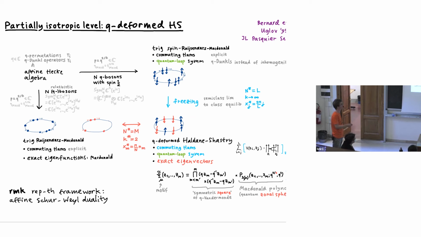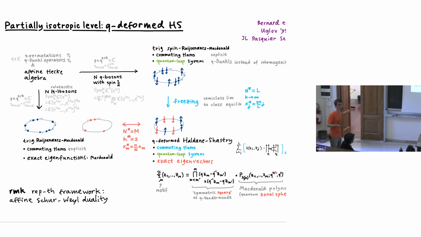And again, its down spins behave precisely like a fewer-particle, special-value-of-the-couplings version of this scalar model, which has exact eigenfunctions that are Macdonald polynomials. So for q-deformed Haldane-Shastry, we also have a closed form description of the highest weight eigenvectors. In this case, it's quantum loop highest weight eigenvectors. And so there's sort of a q-deformed Vandermonde squared, if you wish, the symmetric square of the q-Vandermonde, times a special point of the Macdonald polynomials that are known as quantum zonal spherical functions.